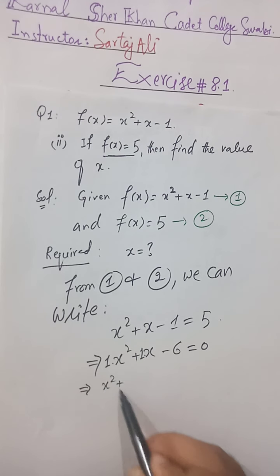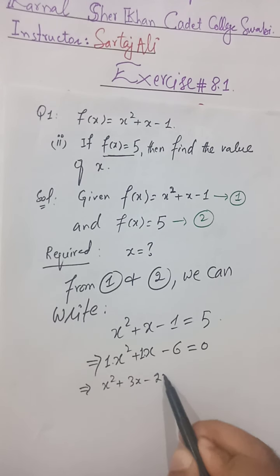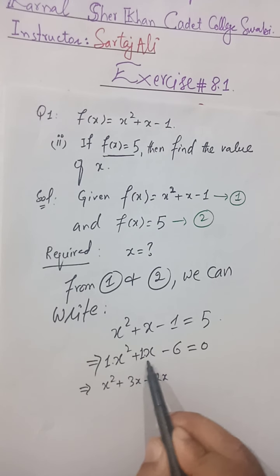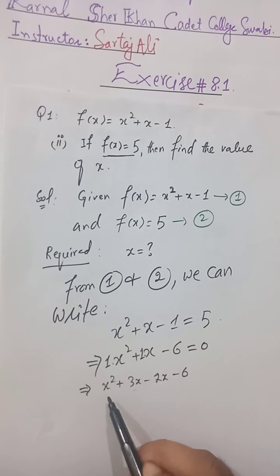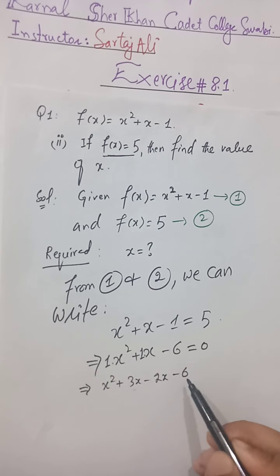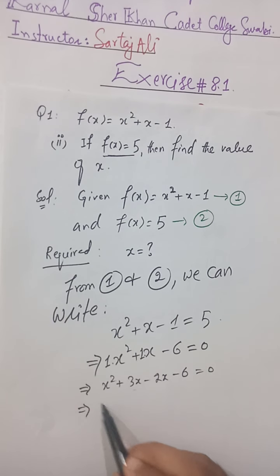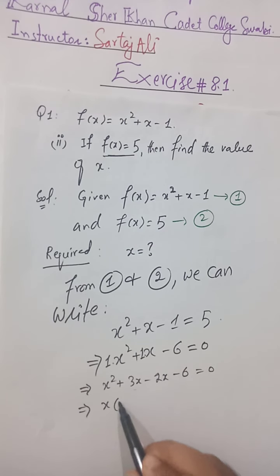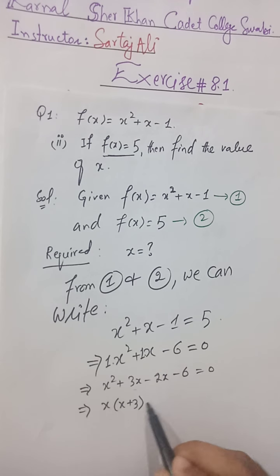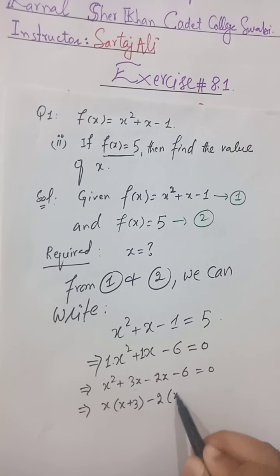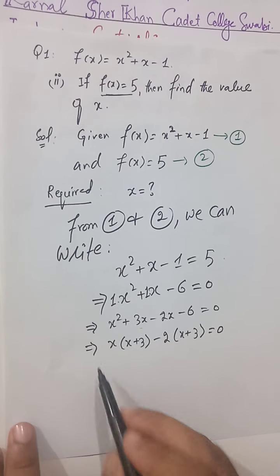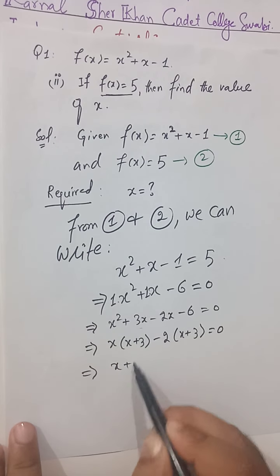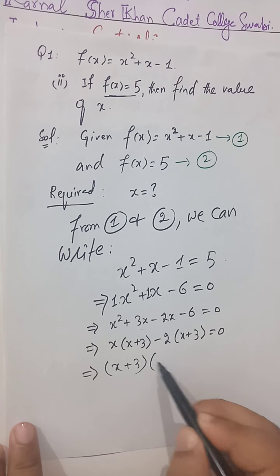So this is x square plus 3x minus 2x. From 3x minus 2x you will get 1x, and from their multiplication you get the multiplication of the first term and the last term, which is x square and minus 6. So taking x common from the first two terms, x plus 3 will remain, and here you will take common minus 2, so x plus 3 equal to 0. Now x plus 3 is again common, so x plus 3 is taken common, and the remaining is x minus 2 equal to 0.